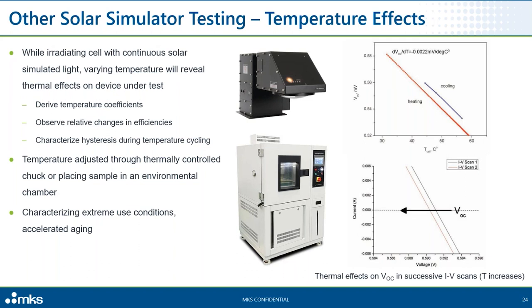So this can be temperature adjusted through a couple different ways. As Dave has mentioned, the common way is to use a temperature chuck to control the sample or device under test. Another common way is to place your entire sample and sample stage into an environmental chamber while you're illuminating light to your cell and observe those temperature changes under those extreme use cases or potentially as an accelerated aging test. And then you can see in the bottom right, the thermal effects on that open circuit voltage during successive IV scans as you increase temperature over time.